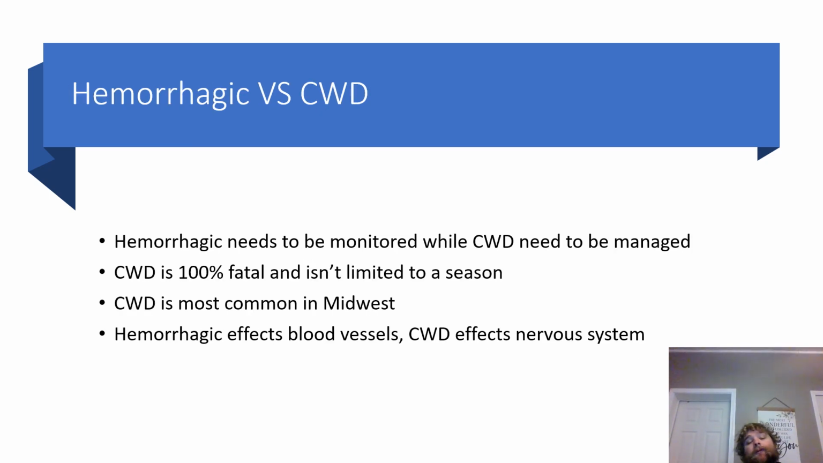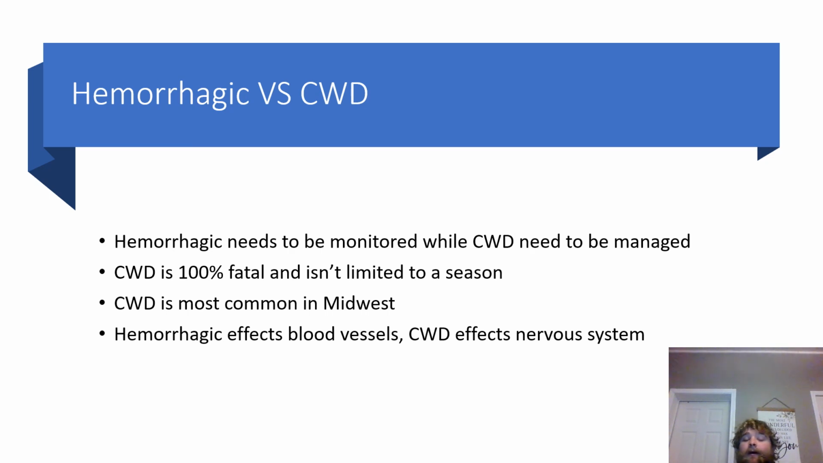So lastly, we'll take a look at hemorrhagic disease versus chronic wasting disease. Hemorrhagic disease needs to be well monitored, but chronic wasting disease actually does need to be managed, and it leans heavily on the hunters obligating to the laws and regulations of their area. Chronic wasting disease is 100% fatal, and it's not limited to a season like hemorrhagic disease. Deer or whitetails can survive hemorrhagic disease, and hemorrhagic disease is limited to a season.